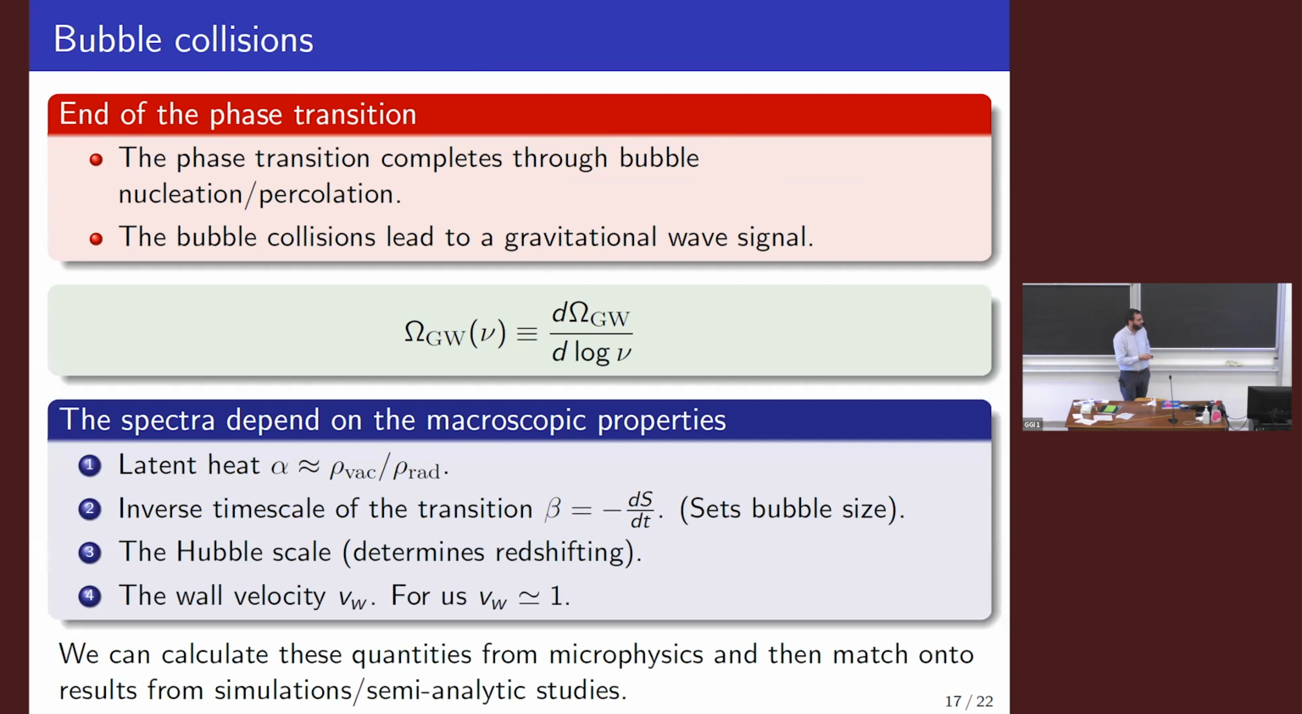So basically, there are a lot of uncertainties here because of the way you've estimated the dilaton potential and so on, and the dark matter yield. But just taking everything at face value to see what comes out, you can of course calculate these quantities, estimate them from the microphysical model, and then match onto results from simulations and semi-analytic studies.